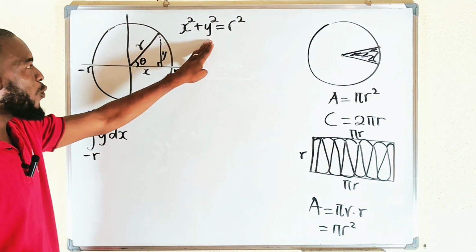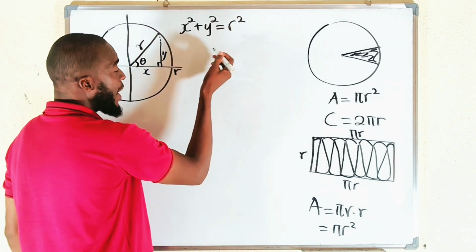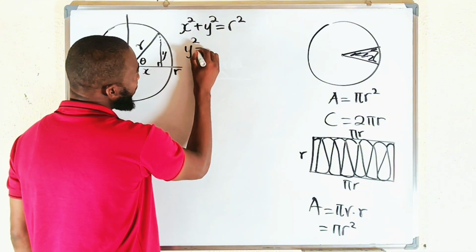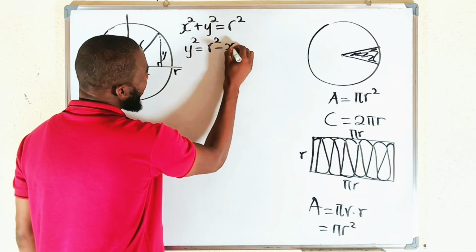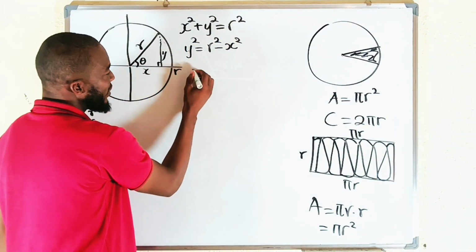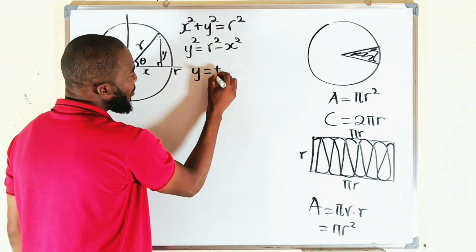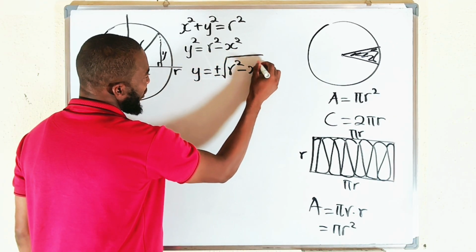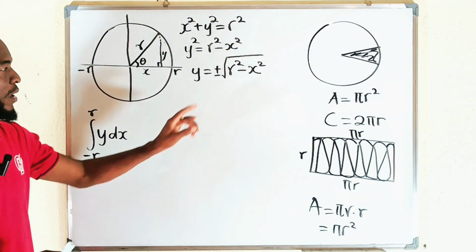So therefore, we can make y squared the subject here, simply because we have y here. So y squared is equal to r squared minus x squared. Then you can take the square root of both sides. You have y equal to plus or minus the square root of r squared minus x squared. Why do we have plus or minus?